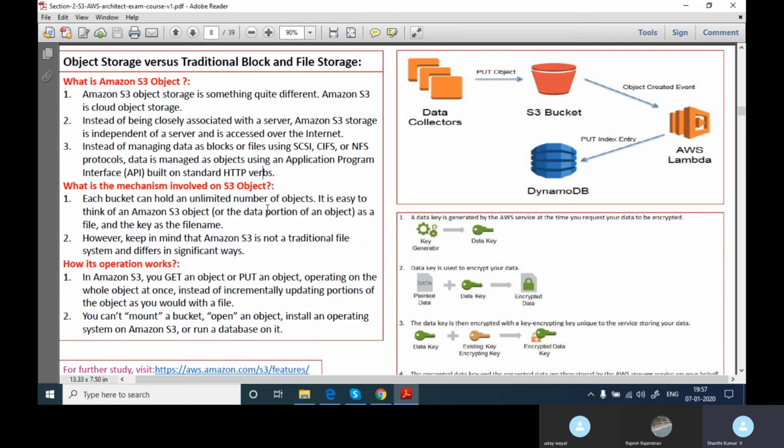Each bucket can hold an unlimited number of objects. It is easy to think of an S3 bucket as a file, or you can use it as the key file name. You can keep in mind Amazon S3 is not a traditional file system and differs in significant ways. What they are going to use in reality, the technical things they are not talking about anywhere, is how the S3 files or objects are stored.